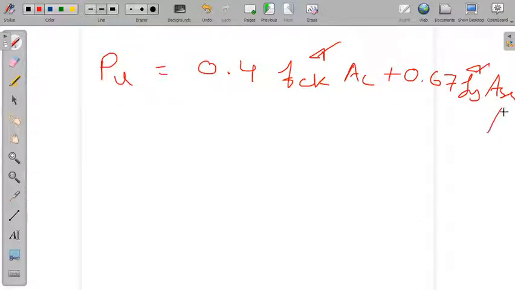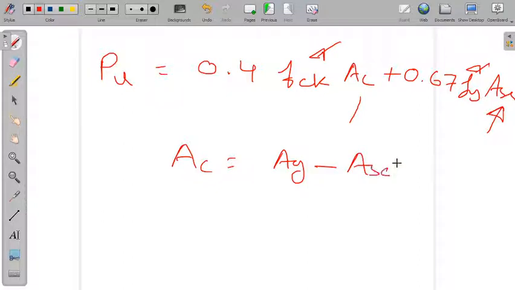Asc is the area of the compression reinforcement, the longitudinal reinforcement. And then this Ac is called the area of the concrete. What is the area of the concrete? Now the question is, the area of the concrete is actually equal to the gross area of the section minus the area of the reinforcement.